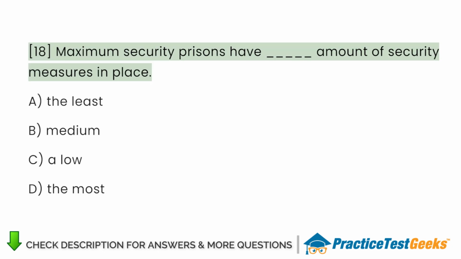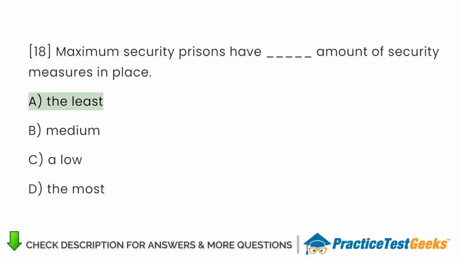Maximum security prisons have what amount of security measures in place? A. The least. B. Medium. C. A low. D. The most.